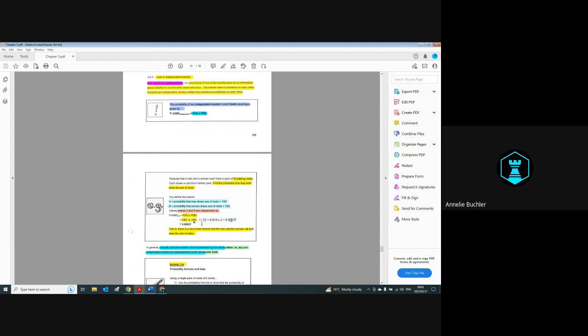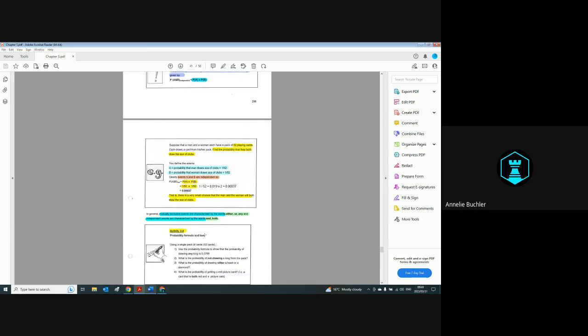Now, if you take 1 and divide it by 52, it gives you 0.019. If you multiply it by itself, it gives you 0.00037. There is your answer. So the probability that the man and the woman will both throw an ace of clubs is 0.00037. It's a very small chance that they will both throw the ace of clubs.